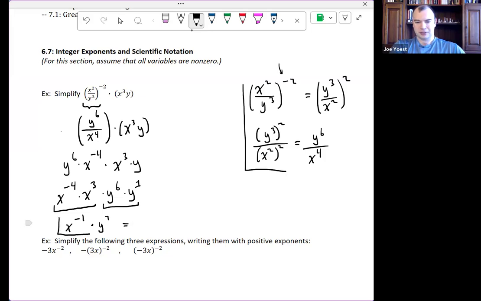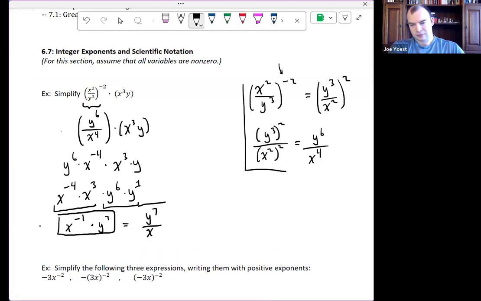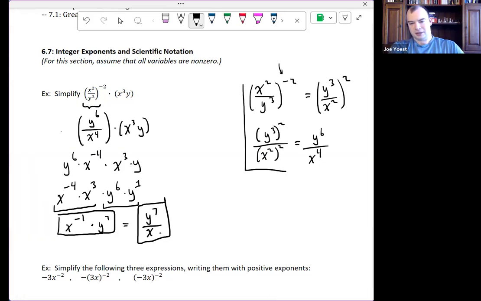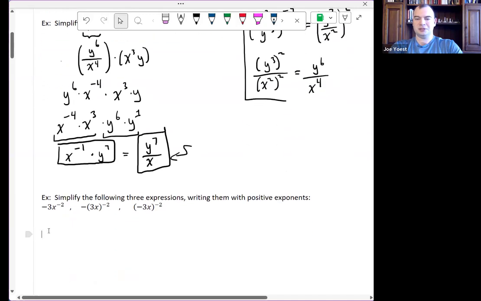And I could either leave it like this, or oftentimes when we want to fully simplify something, a lot of times we want to get rid of all the negative exponents. So I might write this as y to the 7th power over x to the first power, or just over x. So often WebAssign will instruct you to write everything in terms of positive exponents or something along those lines, and you'd want to write it this way then. But as far as using this as an intermediate step to solving a problem, I think it's a coin flip which one is simpler or easier to use in different cases.